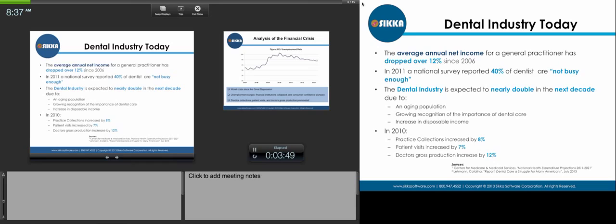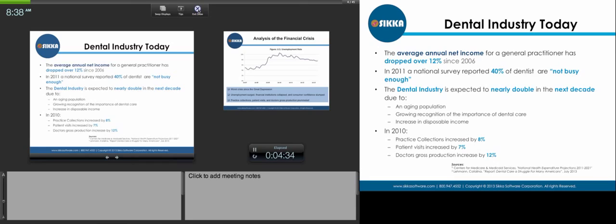However, overall, we are in a good industry. It is expected to nearly double in the next decade, partly because of the baby boomer population, which is now retiring, growing recognition of the importance of dental care, and increase in the disposable income. Again, there's almost $4 trillion available in spending money in this particular age demographic. And you know, the dental industry has an opportunity to take the lion's share of that spending money, because people care about how they look.